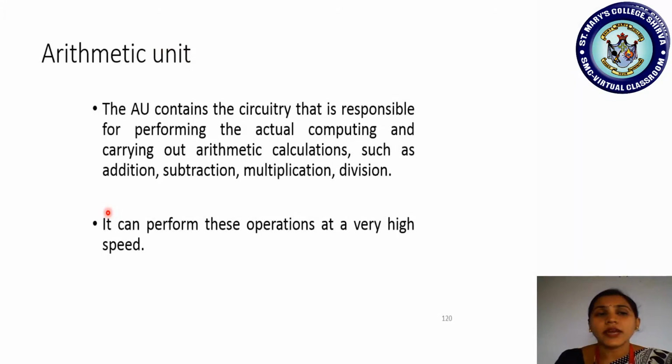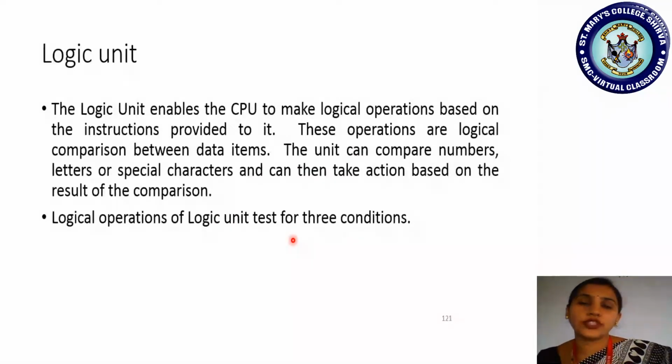Now let us understand what the arithmetic unit is. These are the basic arithmetic operations or calculations like addition, subtraction, multiplication, division. So the arithmetic unit is a circuit which is responsible for performing these basic arithmetic calculations. And it can perform those operations at a very high speed.